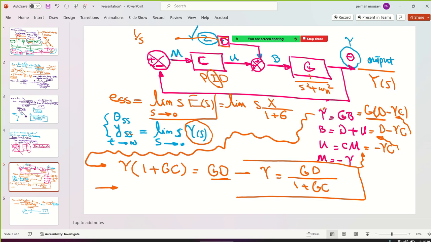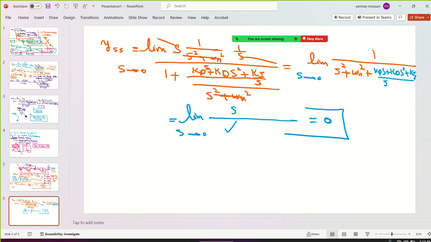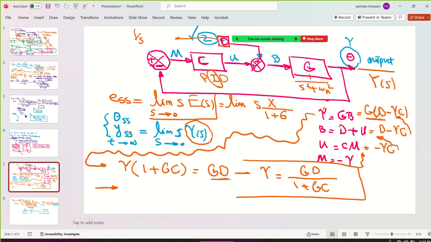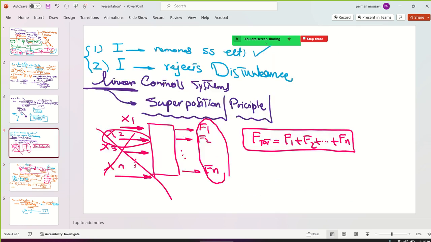Shows with the input of the disturbance, output is how much? Output is how much? 0. Means this disturbance has no effect on the output. By what? By I integrator that we added. You got the whole picture? Yes? You understand, everybody? Good. So now we learn that I controller removes the steady-state error signal and rejects the disturbance.